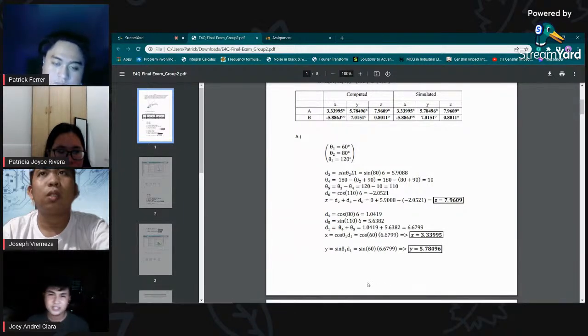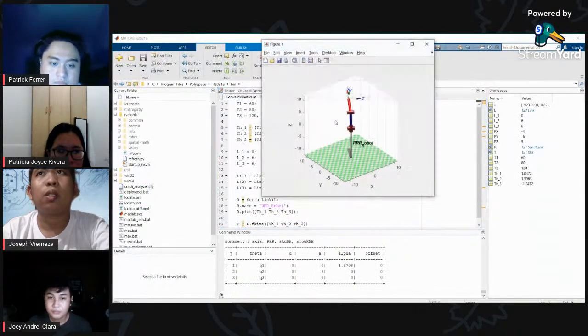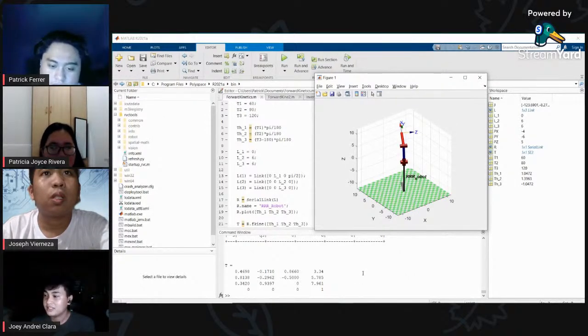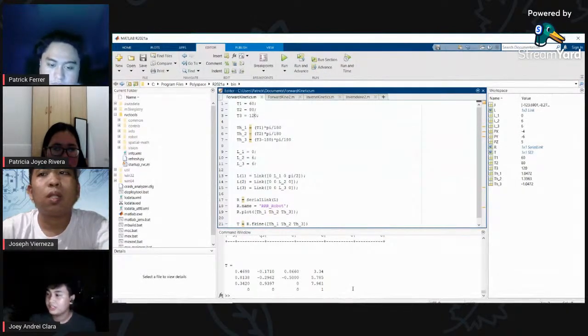Now let's go to the simulation. So the value of the simulation in the letter A, X is 3.34. For the Y is 5.7825, and lastly the Z is 7.961. In comparison, the answer computed and in the simulation is the same.